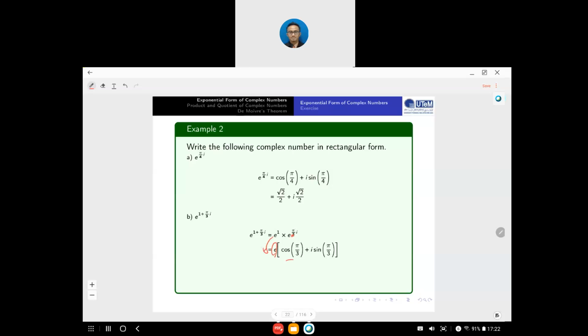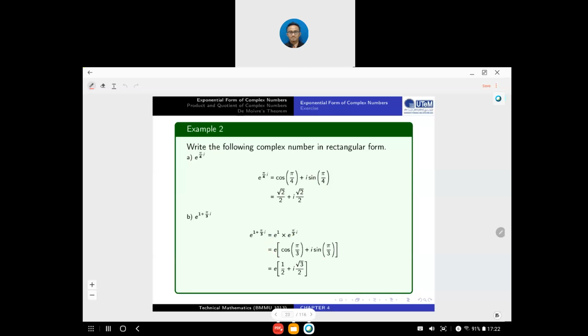So you can press the calculator. Cos pi over 3 equals 1 over 2, and then sine pi over 3 equals square root 3 over 2. Yes, your mode must be radian. Your calculator mode must be radian, not degree, because this value is in radian, not degree, unless you change pi over 4 to degree.